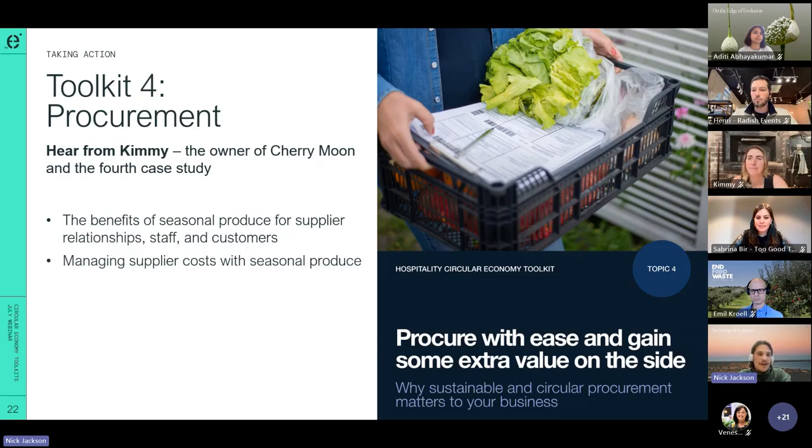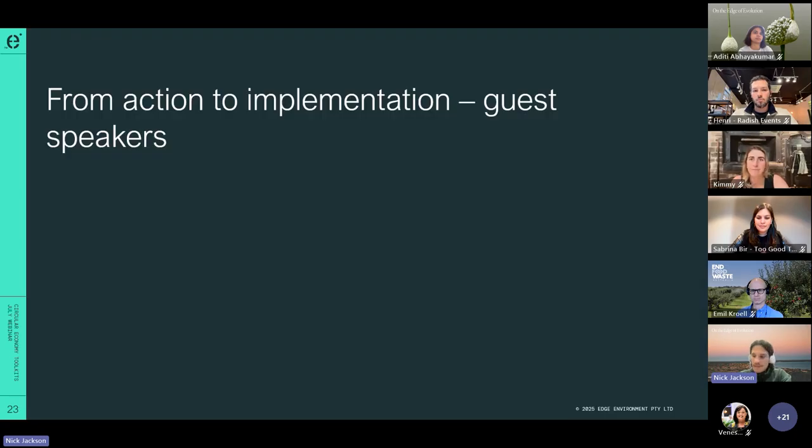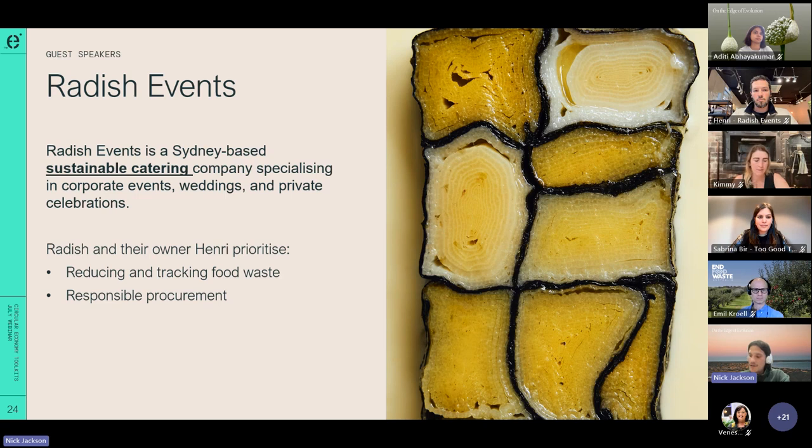So now we'll hear from a couple more guest speakers. I'd firstly like to introduce Henrique Tura, who's the Managing Director of Radish Events. Radish Events is a specialized catering company that's B Corp certified and is a great example, again, such as Cherry Moon General Store, of leading circular economy initiatives. But I'll let Henry speak to that and speak a little bit about how he's managed and tracked food waste and his procurement guidelines as well. So thanks, Henry. Over to you.